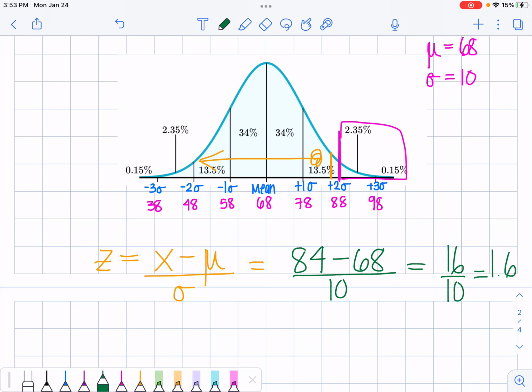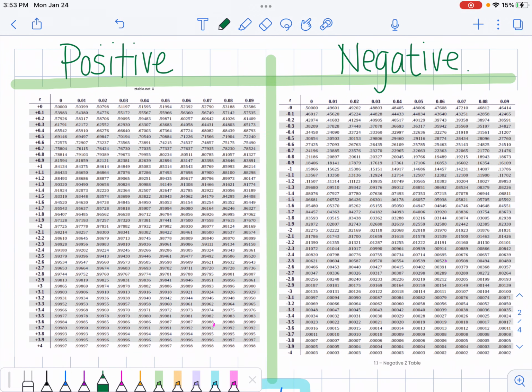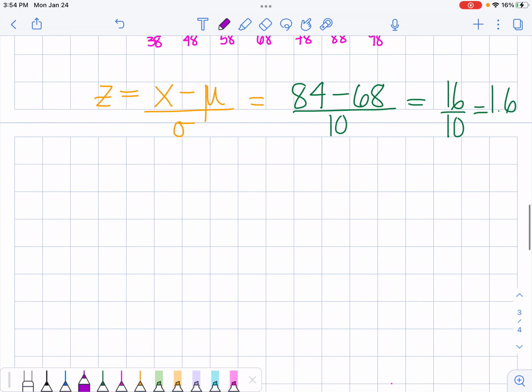It's a positive number, so I come to the positive chart. The positive chart's on the left-hand side. So I go down here and I find 1.6. 1.6 is right here, and my answer is exactly 1.60. If it was, let's say, 1.62, I would scooch over here where there's an extra 0.02. But I'm just at 1.60, so I'm looking right here, and it gives me my number, 0.94520.